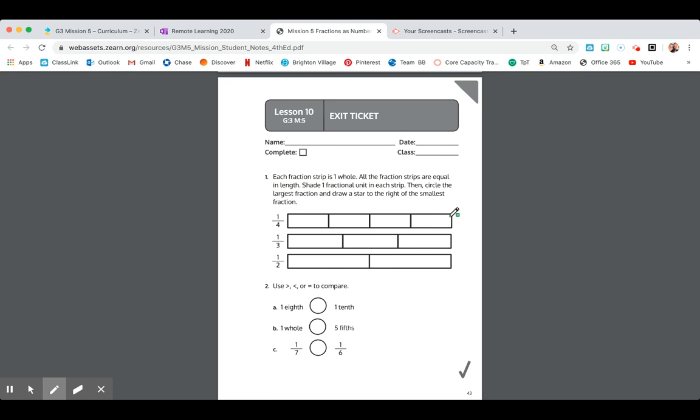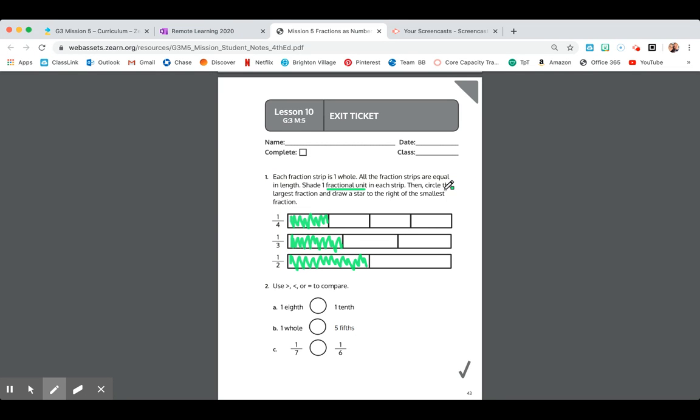I can see that they've already told me that each whole is equal in length. I need to shade a fractional unit. They've told me what the fractional units are. There are 1, 2, 3, 4 equal pieces here for 1/4 to be the fractional unit. Shade that in. There are 1, 2, 3 equal pieces here. 1/3 is a fractional unit. 1, 2 equal pieces here. 1/2 is our fractional unit.